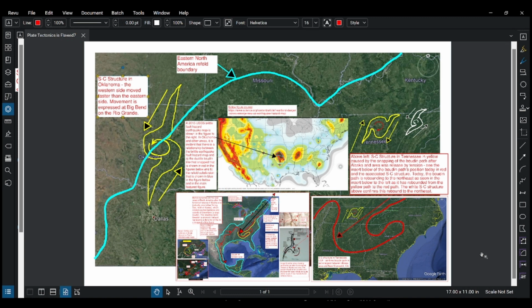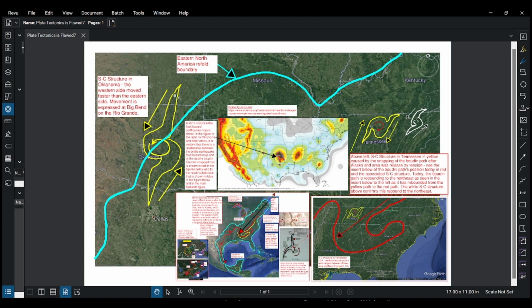Okay, what we have here is basically southeast North America, southeast United States. And there's these huge structures that I found. We have an SC structure over here, outlined in yellow. You can see the shear direction is shown by the arrows, so that's why it formed the structure as such. And there's two more of them here, in Tennessee. The direction of movement is shown.